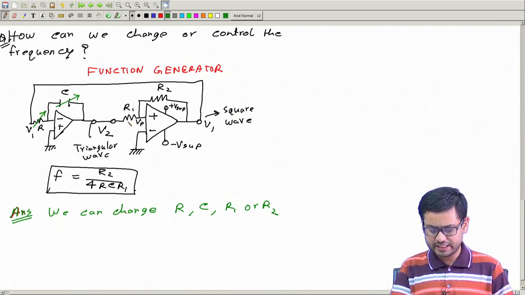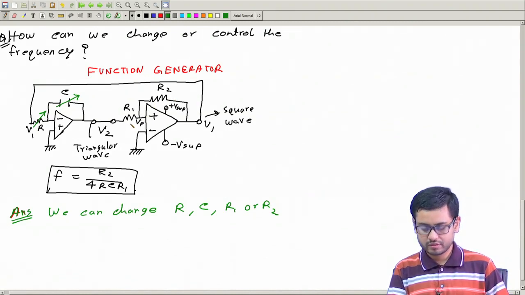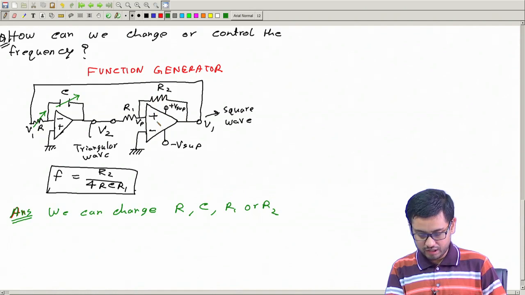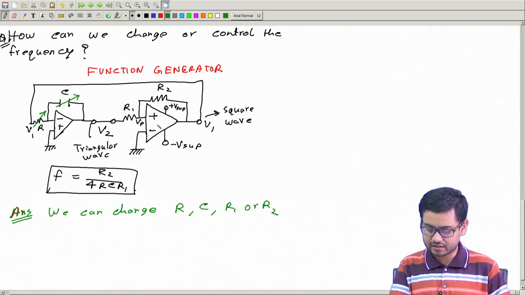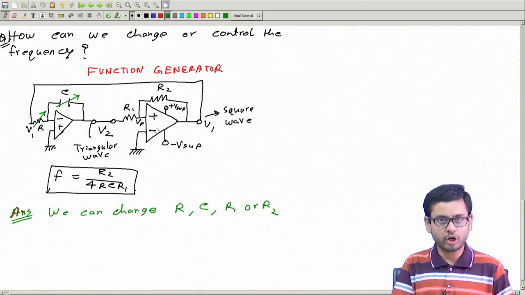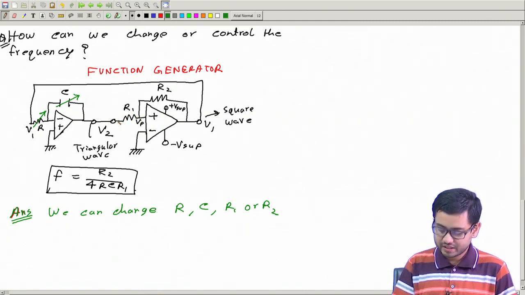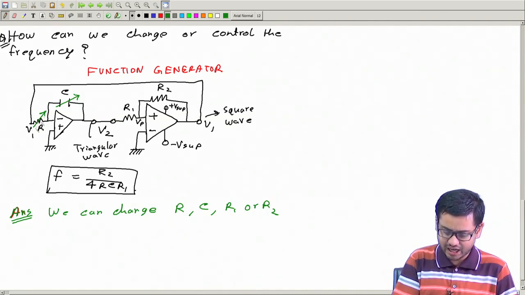So we can make this variable, similarly we can make this or this variable, all of them will change frequency. So we can change R or C or R1 or R2. We may not like to change R1 and R2 because then the hysteresis band of this Schmitt trigger will change, and it should not be too low. The hysteresis band should not be too low, then noise may create problem.